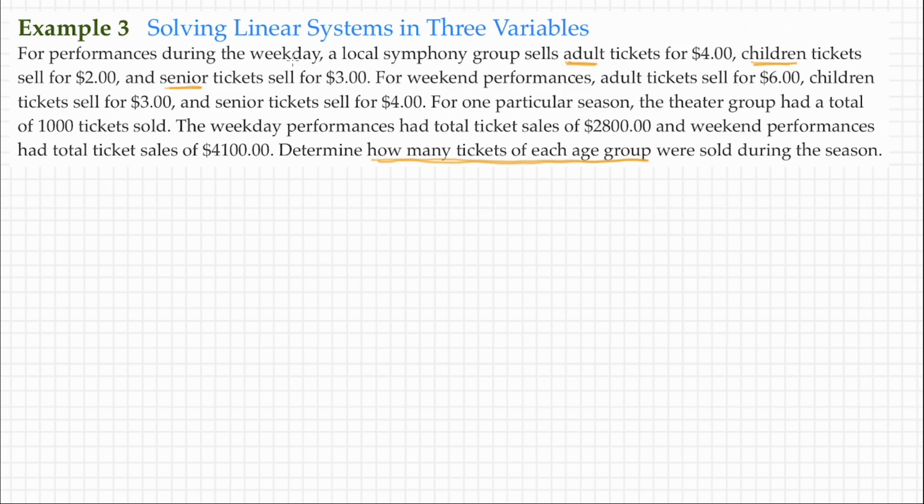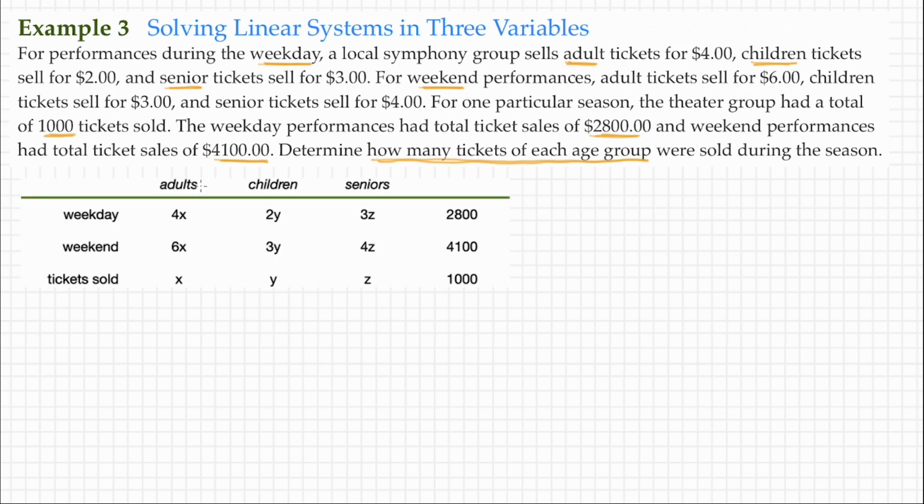And we can see that we have a weekday occurrence here, and we have this weekend occurrence here. Also, the rows will always contain the overriding totals. And we have a total here of 1,000 tickets that are sold. We have weekday performances at $2,800 and weekend performances at $4,100. So the table would look something like this.